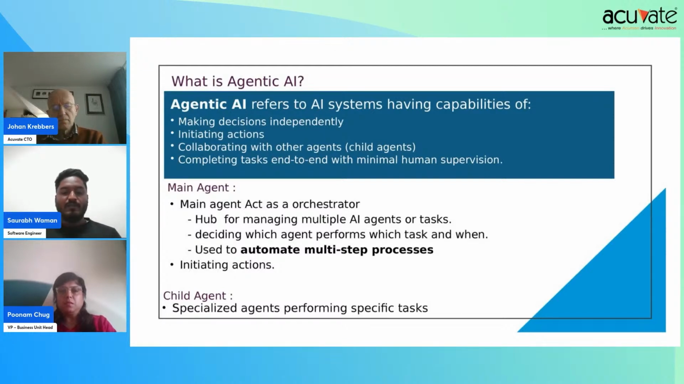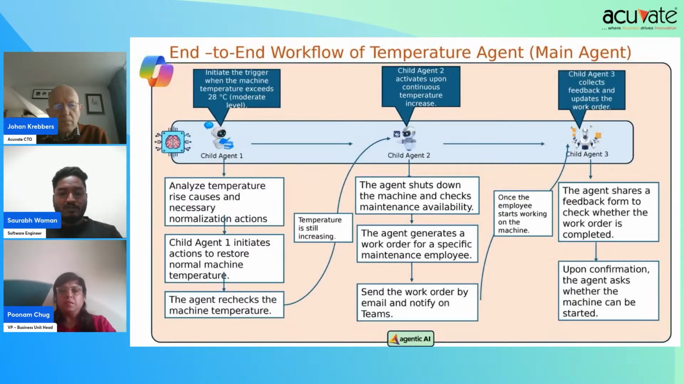Our agentic AI contains the main agent. The main agent, we can say, is the orchestrator. It's a hub to manage multiple AI agents, like multiple child agents, or you can say it will manage the different tasks, and it will also perform different actions. And the child agent is made to perform specific actions. Johan, can you take the next slide, please?